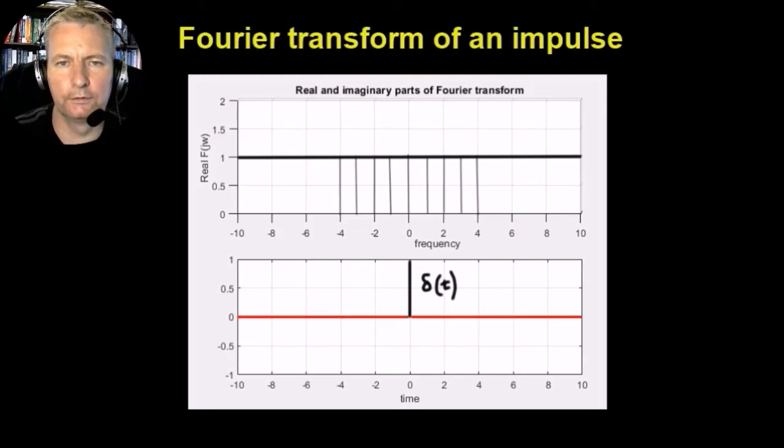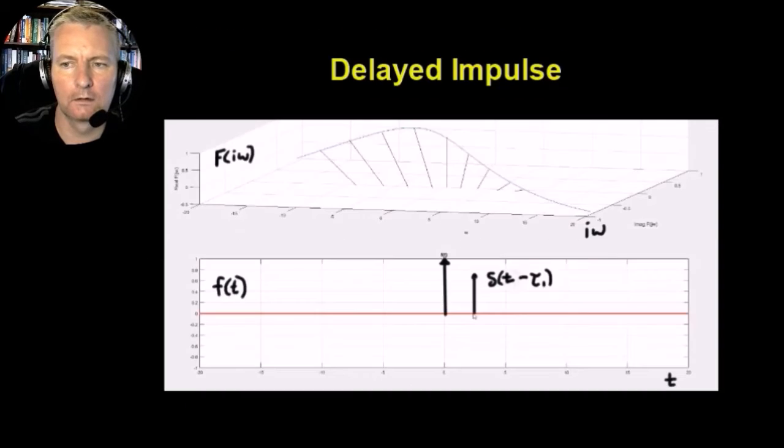So let's look at the delayed impulse in MATLAB. If we had the impulse function, I've got it down here below, that's a value of delta t. When we do the Fourier transform of it, we get this function here which is the value of 1 across the entire frequency spectrum. And I've drawn these little lines up just to represent individual phasors. So let's see what happens whenever we delay this in MATLAB.